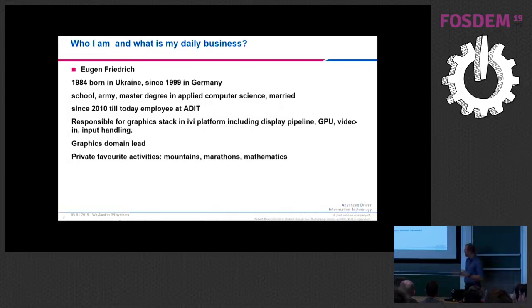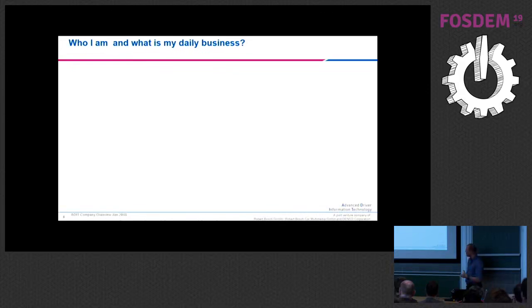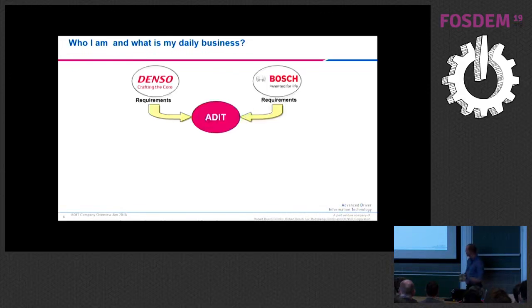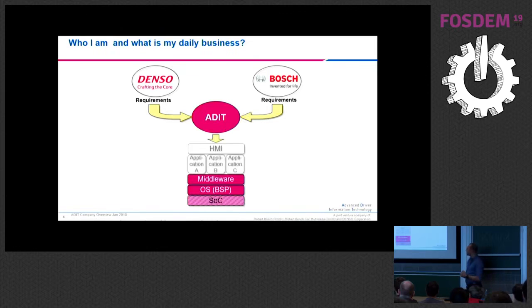I would also like to give you an overview of what we are doing at ADIT, so you know why we chose Weston and Wayland as a graphics system. ADIT was founded in 2003 by Bosch and Denso. From those two big companies we get a lot of requirements. We need to harmonize them and create one single platform which will cover all the requirements.